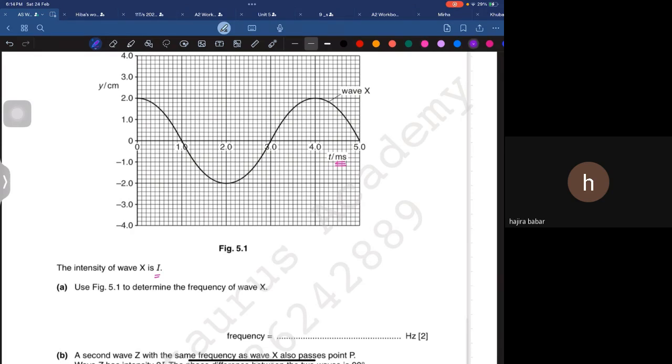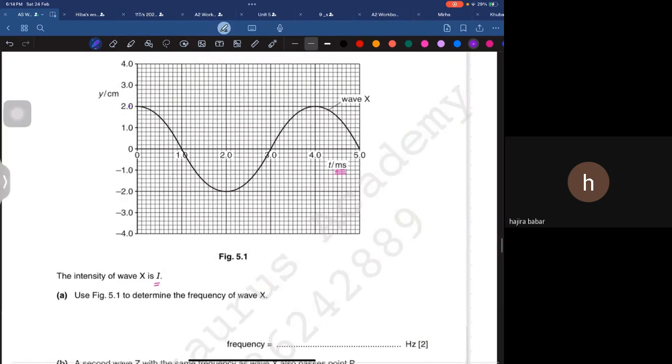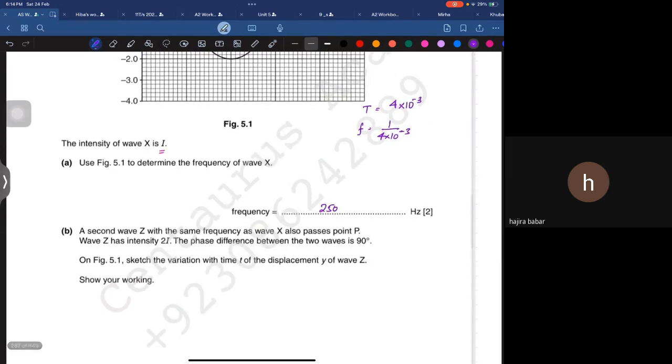So you need to find the time period. The time period is from this point to this point. That is 4 milliseconds, so 4 times 10 raised to minus 3 is the time period. Frequency will be 1 over 4 times 10 to the minus 3. It should give you 250 hertz. Now, the real deal starts here, where it says a second wave z with the same frequency as x also passes point B. Wave z has an intensity of 2I, and the phase difference between the two waves is 90 degrees. So you have to draw that wave and label it as z.